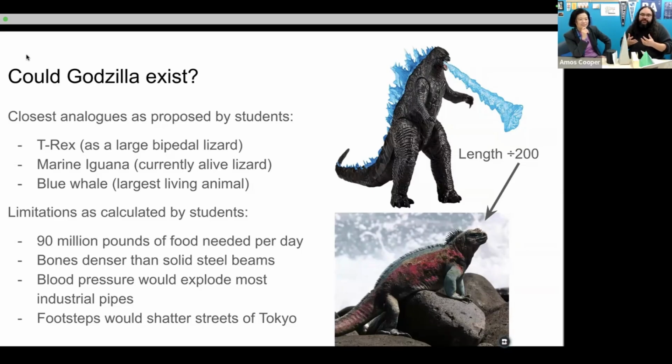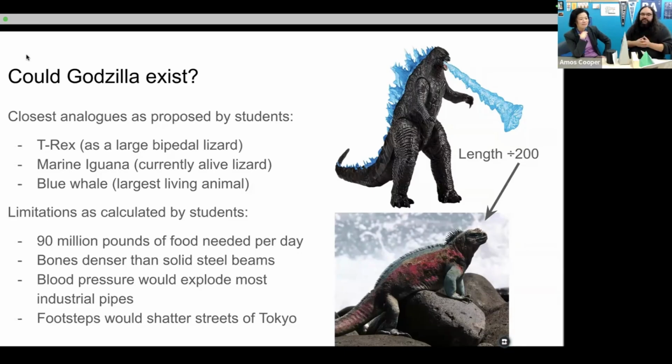They basically tried to figure out an analog. Some students said it was closest to the T-Rex because it was a large bipedal lizard, or a marine iguana, because there are no T-Rexes, so that would already maybe imply that it wouldn't exist. Or a blue whale, because it's so big, right?